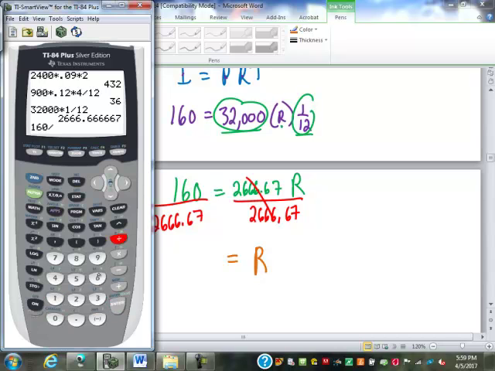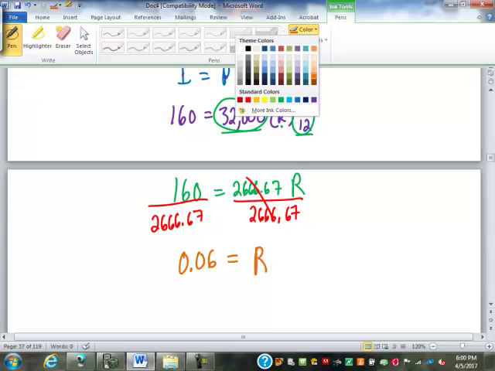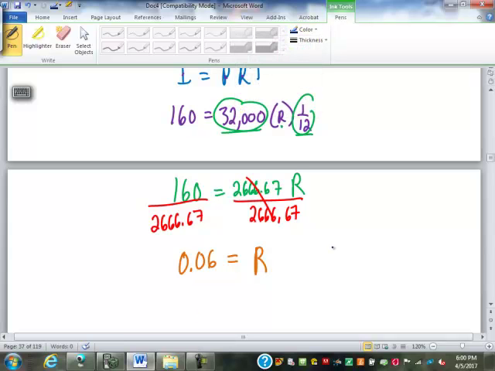divided by, and remember that answer key that I showed you a few weeks back? You hit second, and then it's down by your equals key. There should be above the negative. It should say ANS. You hit that. That's telling the calculator you're going to divide that 160 by the previous answer, so you don't have to type it back in. So that gives you 0.06. Which, of course, 0.06 is what percent? 6% is the interest rate.